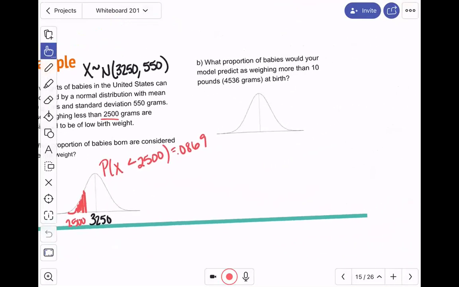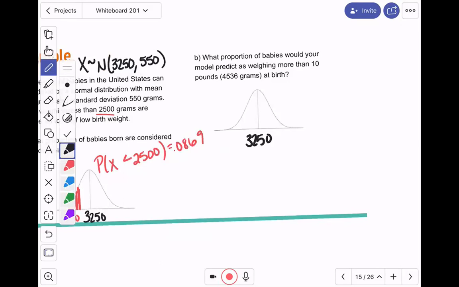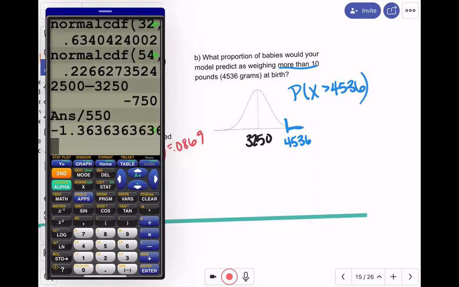Okay, that's fine. What proportion of babies would your model predict is weighing more than 10 pounds? 10 pounds is considered as 4,536 grams at birth. So again, your mean is sitting at 3250. 4,536 is going to sit somewhere out here. And we're greater than that because you're more than 10 pounds. So the probability that X is greater than 4,536. Again, you can find a z-score for this.